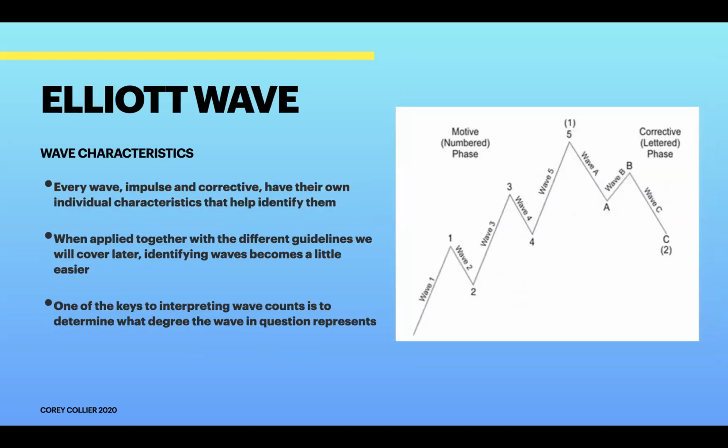Each of these waves, guys, whether it's wave 1 through 5 or ABC, has characteristics. Every wave, impulse and corrective, has its own individual characteristics that help identify it. When applied together with the different guidelines that we'll cover later, identifying waves becomes just a little bit easier. One of the keys to interpreting wave counts is to determine what degree the wave impression represents.